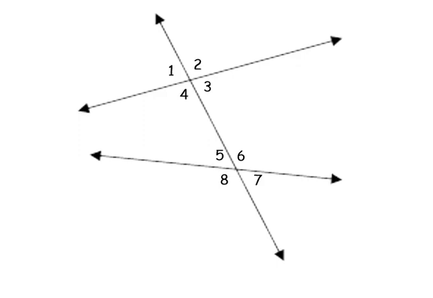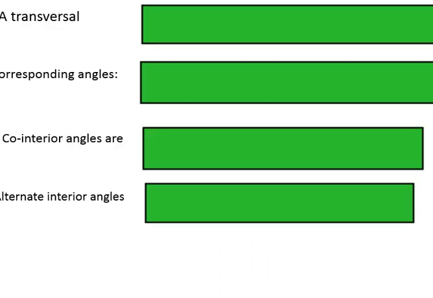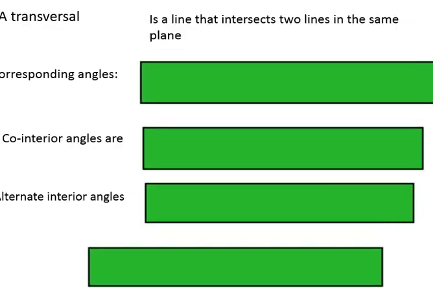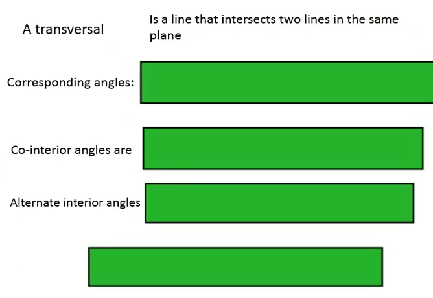Okay, this lesson is about parallel lines and the kinds of angles that they form. But before we jump into parallel lines, we're just going to talk about any two lines that are in the same plane that are intersected by a transversal. So your transversal is your line that intersects the other two lines that are in the same plane. You have a place in your notes to put that. And here's your definition. A transversal is a line that intersects two lines in the same plane.